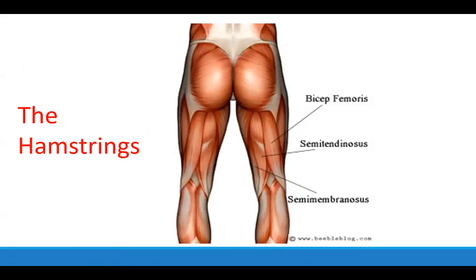The antagonist to the quadriceps are the hamstrings. There are only three of these. We have the biceps femoris, the semitendinosus, and the semimembranosus. They're on the back side of the leg, on the posterior surface of the leg, directly below the gluteus maximus. There's the gluteus maximus there. We have the biceps femoris on the lateral side, the semitendinosus and semimembranosus on the medial side. The semitendinosus is on top of the semimembranosus.